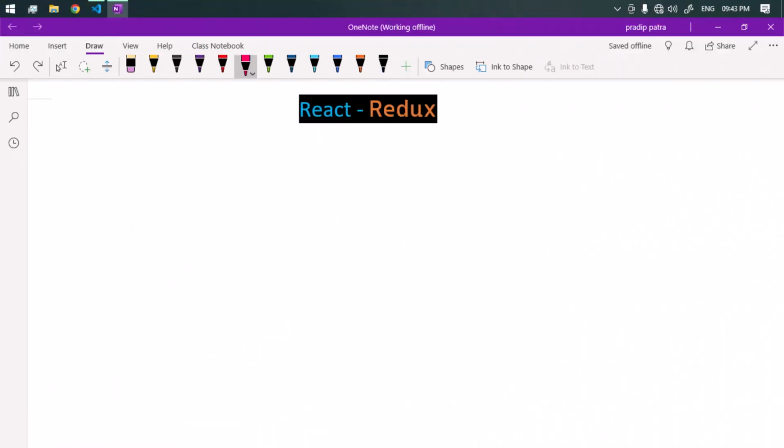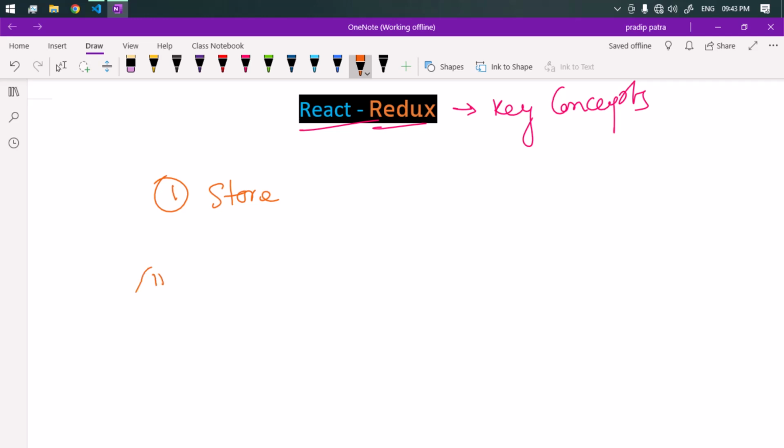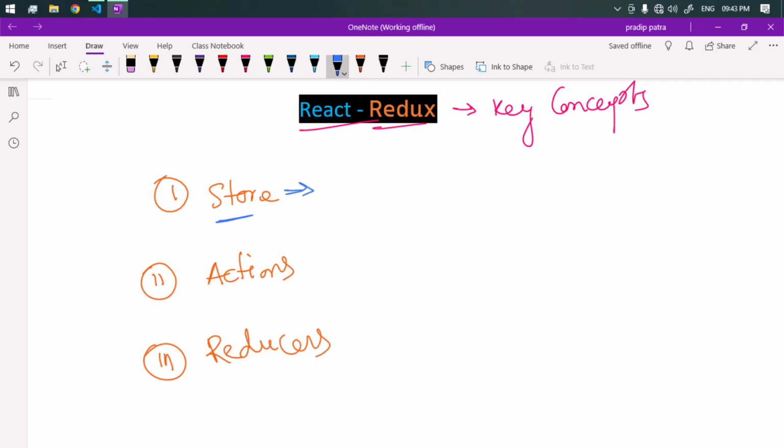So before starting off with React Redux, we need to have some of the key concepts. First of all, we need to know about the store. Secondly, we should have an understanding of the actions. And thirdly, the reducers. First of all, let's talk about the store. The store is a central place where the application's state will be stored.